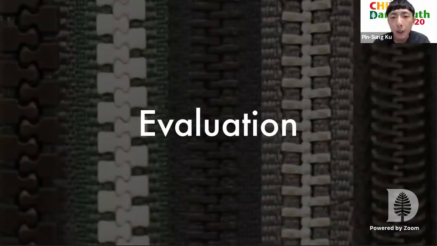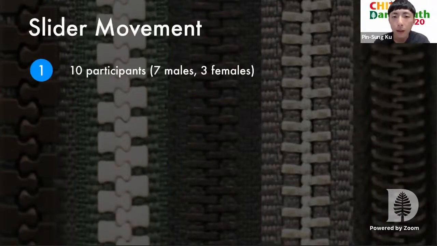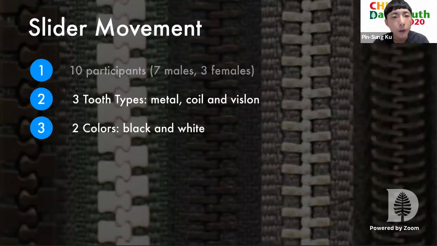So we conducted a series of experiments to evaluate our prototype. For the slider movement, we evaluated the robustness of our system against zipper teeth made of various materials and different colors. This study was carried out with 10 right-handed participants. We sewed the zippers on jackets for the participants to wear and operate the zippers in a vertical direction. We included 3 common teeth variations: metal, coil, and visible, and 2 colors, black and white, that have a wide variance in light reflectivity.